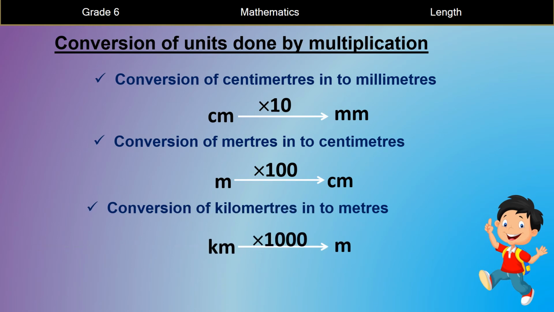Conversion of kilometers into meters. We know that the relationship between kilometers and meters is 1 kilometer equals 1000 meters. Therefore, to convert kilometers into meters, we multiply by 1000. Now here we can notice that when converting a larger unit into a smaller unit, we have to multiply.